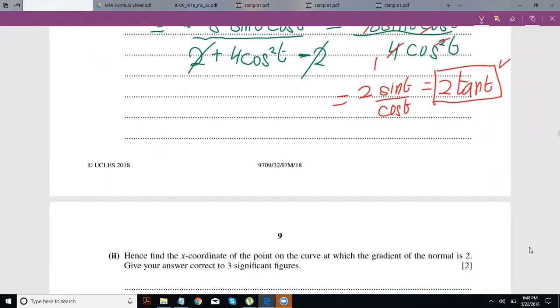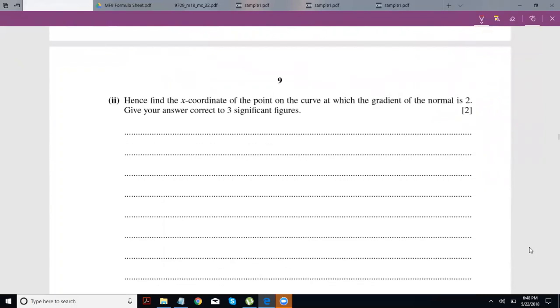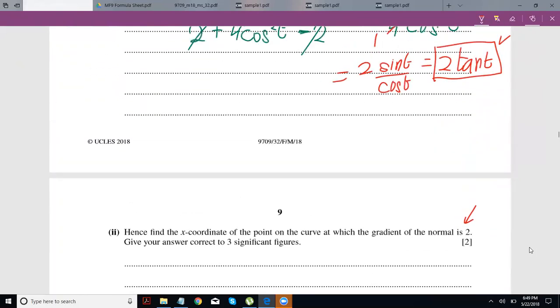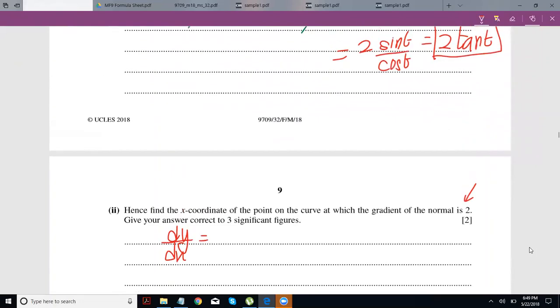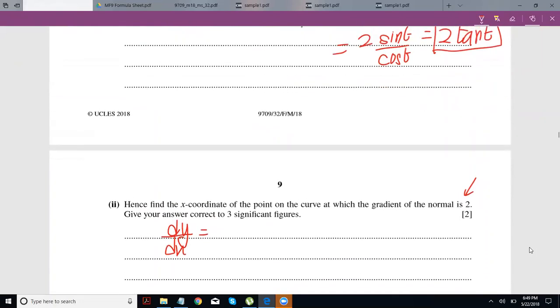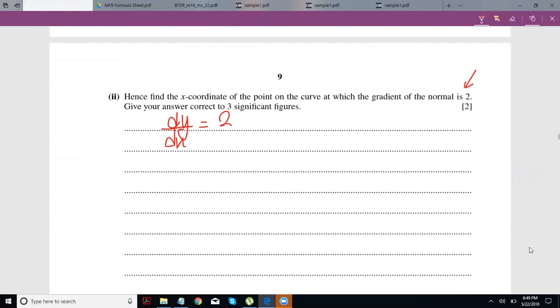So this is good. Hence, find the x coordinate of the point on the curve at which the gradient of the normal is 2. Give your answer correct to 3 significant figures. Now, if we quickly copy what we've worked out in the previous answer, which was the gradient, which is basically dy over dx, is 2 tan t.